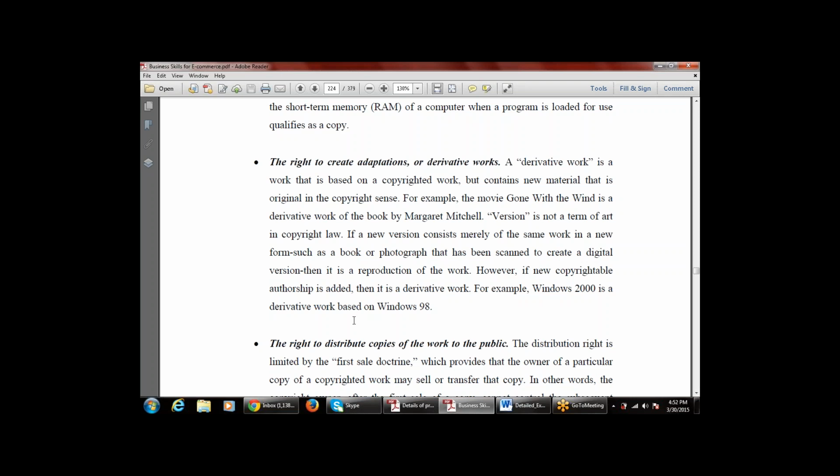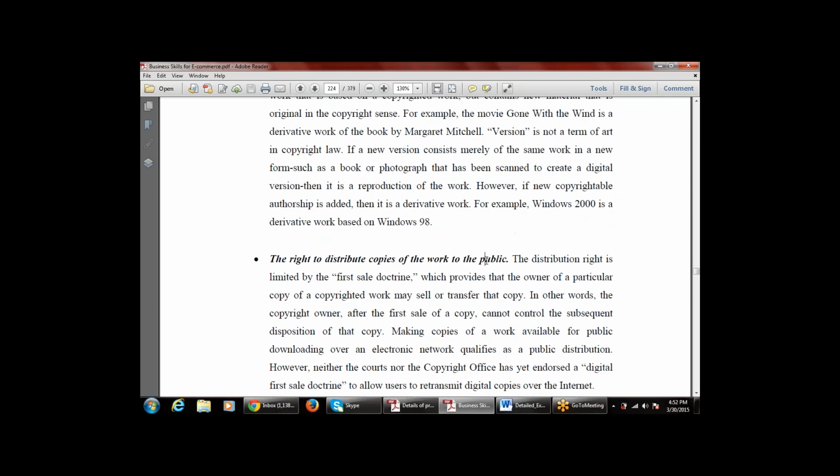So this is one of the rights that is also applicable: the right to distribute copies of the work to the public. The distribution right is limited by the first sale doctrine, which provides that the owner of a particular copy of a copyright work may sell or transfer that copy. Suppose I got a copyright work. Being the owner, I can transfer my copyright work to another person, or I can copy my copyright work and give it to another person.